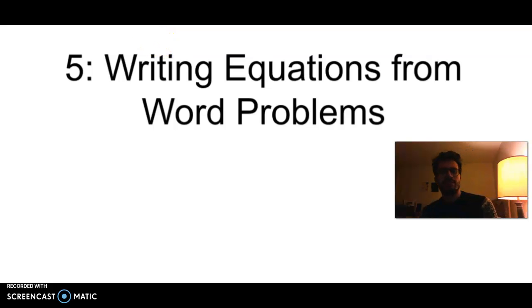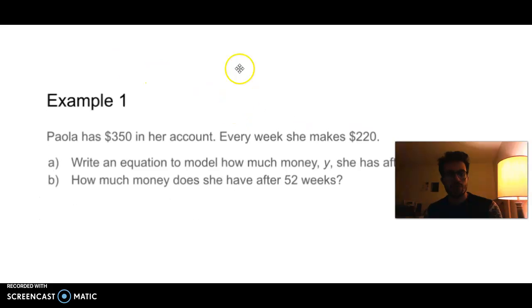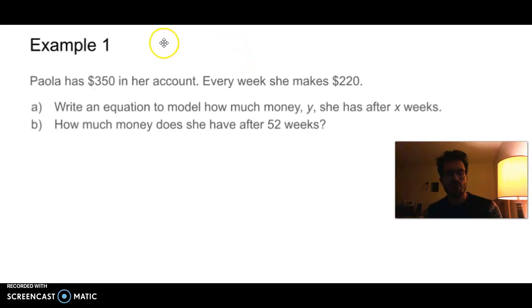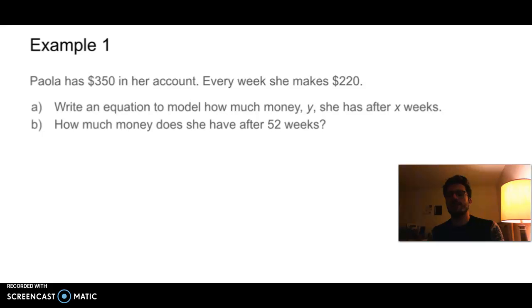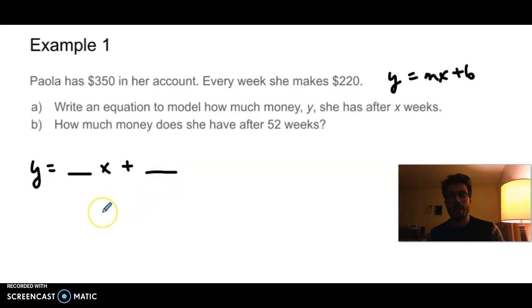Hey guys, so let's talk about writing equations from word problems. The key in all of these is you're almost always going to be asked to write an equation that represents the situation, and then there's a question that follows. Remember, all of our linear equations can be written in the form, for the ones we're looking at, y equals mx plus b. We just need to figure out what is the slope and what is the y-intercept.